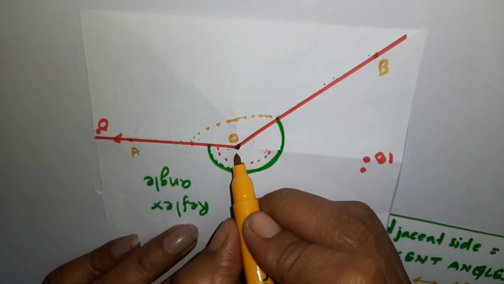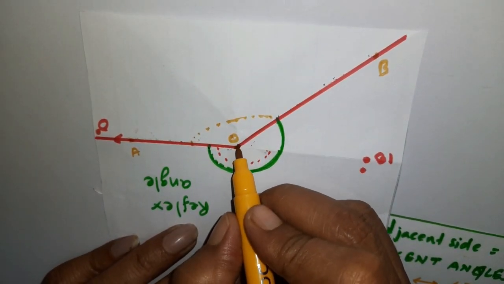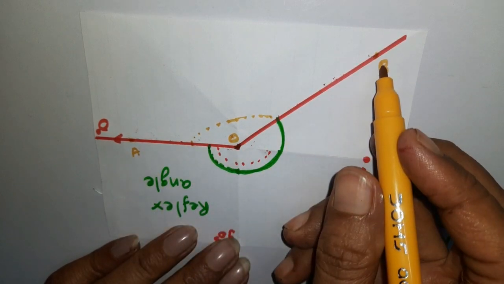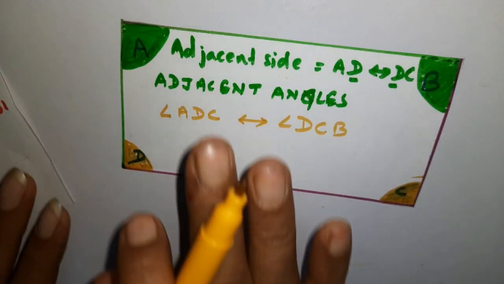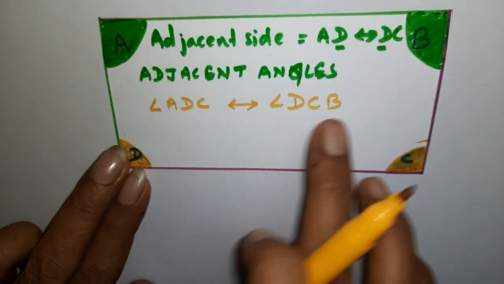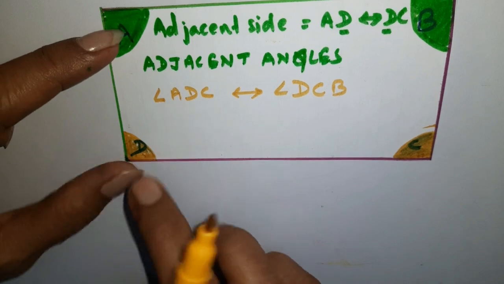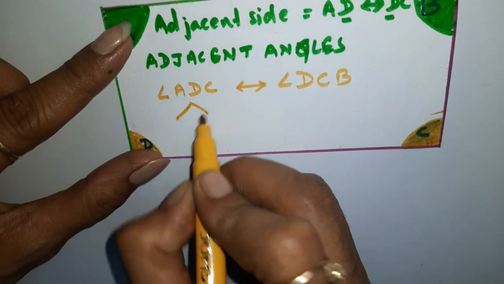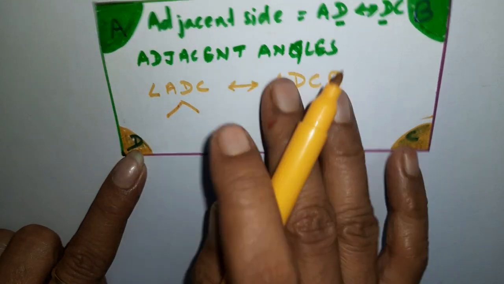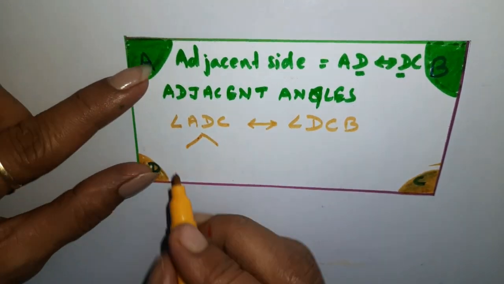And the common point is O, which is not the midpoint, and this common point is shared by this arm as well as this arm. Okay, so in this case also we are having two arms for both of the angles. In this angle, let us find the arms. So here you are having AD. This line AD is one arm.